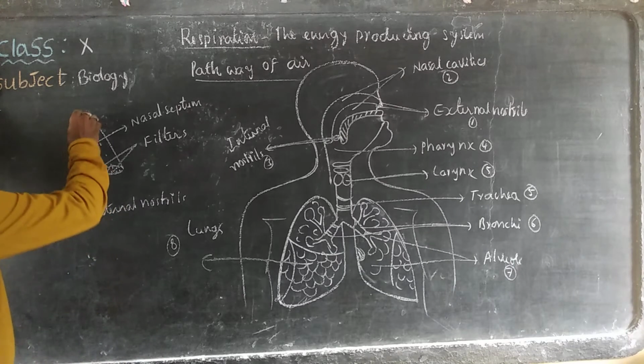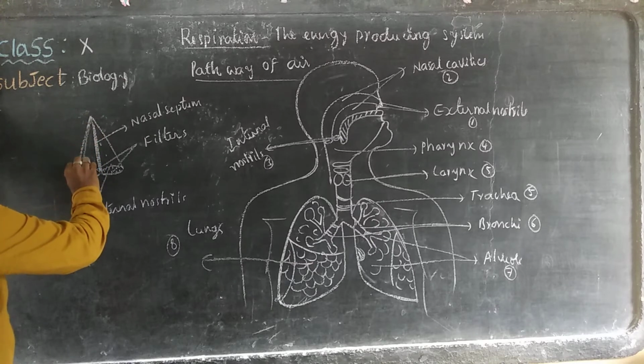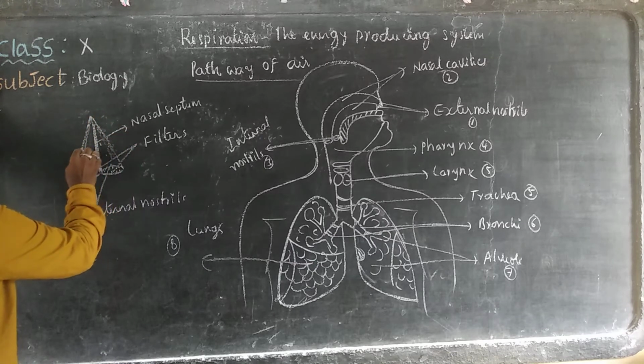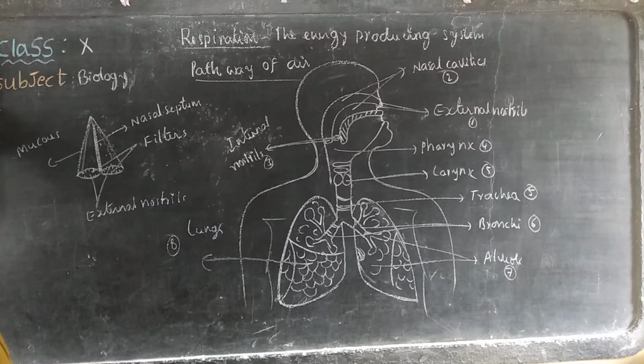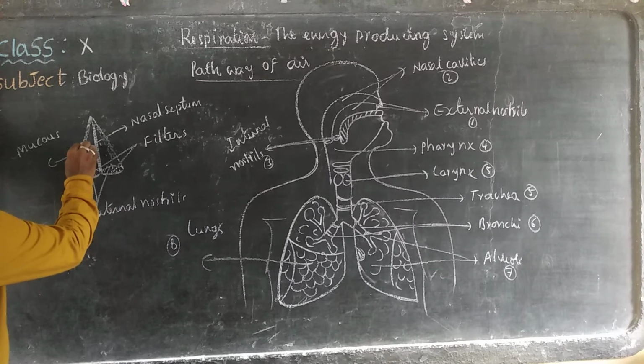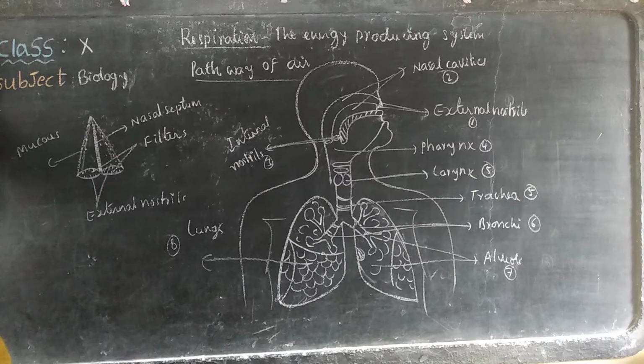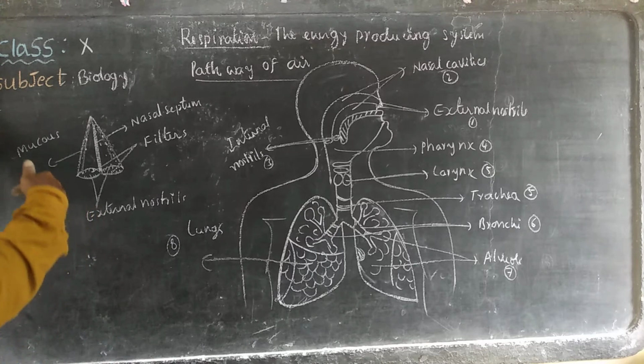These nasal cavities are internally lined by a mucous membrane. It produces a viscous substance called mucus. Do you know what this mucus does? Mucus keeps our nose wet or moist. That's why the air is humidified before it reaches the lungs.